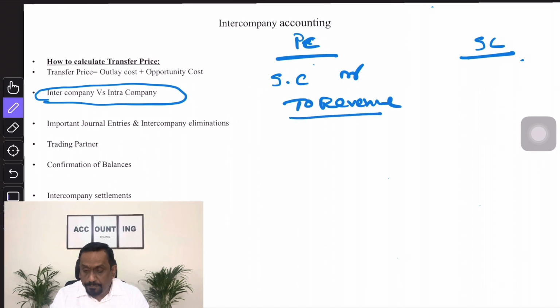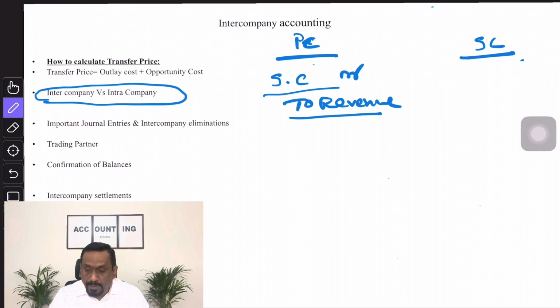So I credited revenue. Subsidiary company, why did I debit? Because I am selling these goods to the subsidiary company. The subsidiary company has to pay. It will become a debtor in my parent company books. So I debited the subsidiary company and credited revenue.